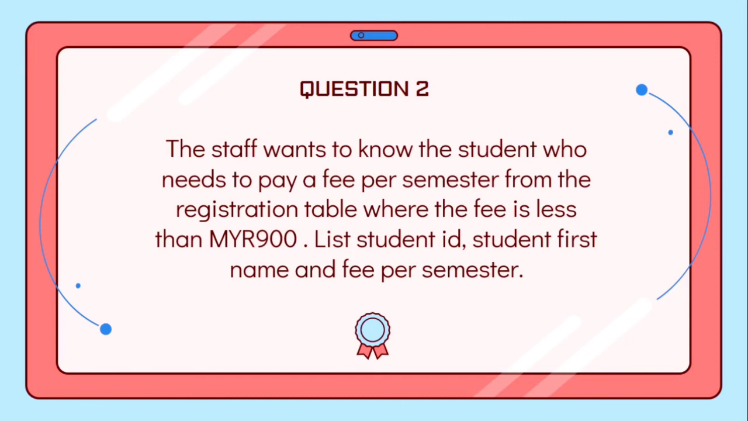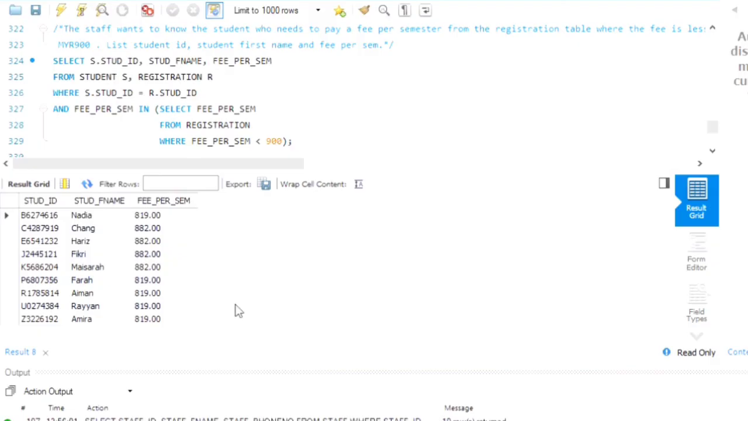So the command for this question is, from the question, we have to select student ID, student first name, fee per sem from student and registration, where student ID equals R.student ID and fee per sem in, open bracket, select fee per sem from registration where fee per sem less than 900, and close bracket.